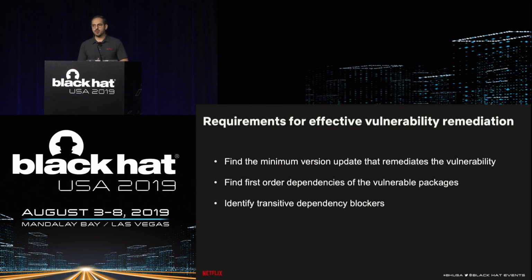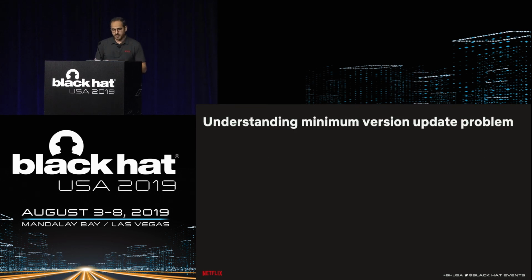So in order for you to do effective remediation, you need to have a couple of things. You need to find the minimum version update that will remediate the vulnerability, and this is to avoid updating to a major version that might actually break your application or your build. You want to find the first order dependencies of a vulnerable package. And also you want to identify transitive dependency blockers. So we're going to talk about these now.